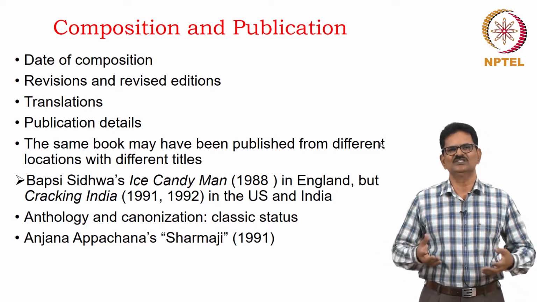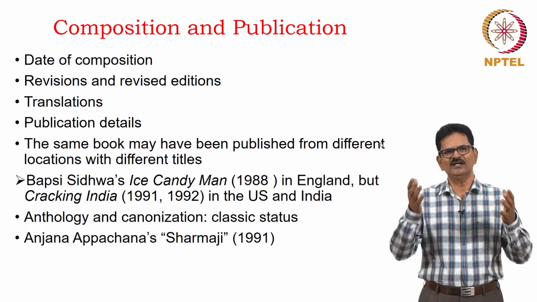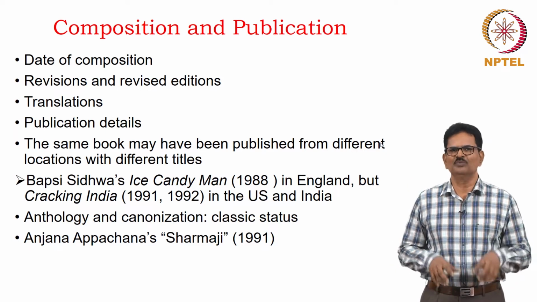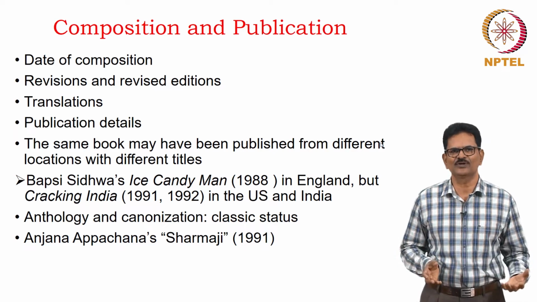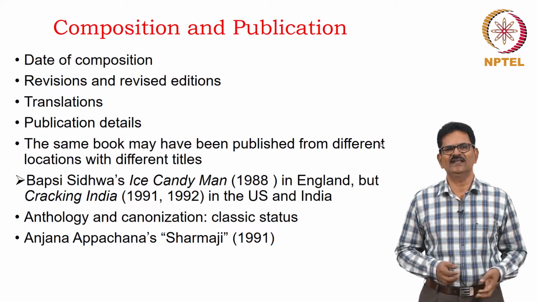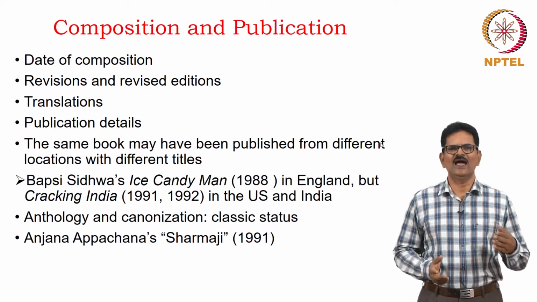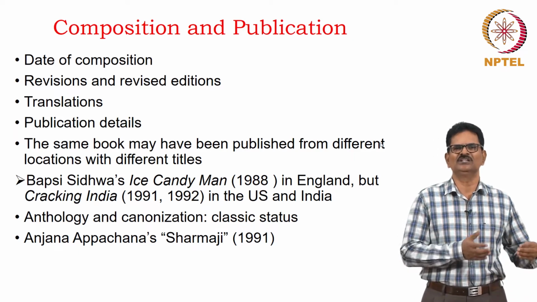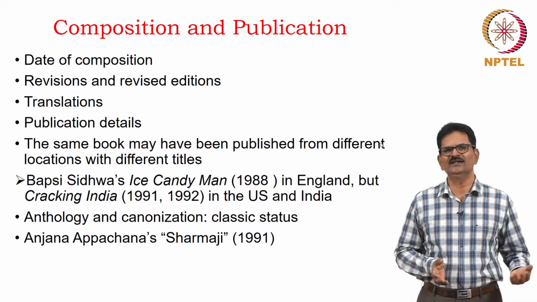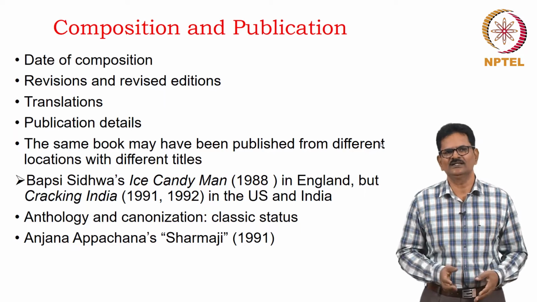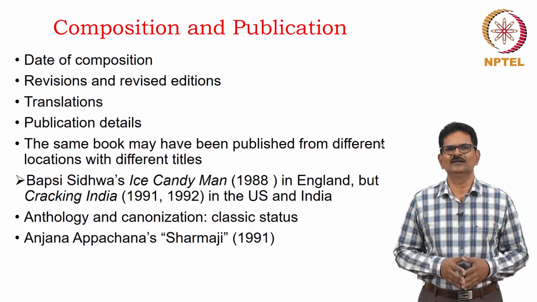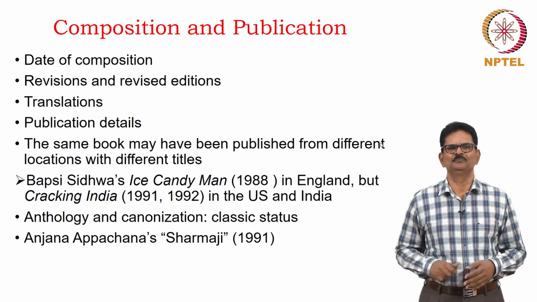and the year in which the writings are published. We will look at all these details wherever possible, because the same book may have been published from different locations with even different titles. We have an example in the case of Bapsi Sidhwa's novel Ice Candy Man, which was published in 1988 in England, but later when it was published in the US and India, it was given a different title like Cracking India in 1991 and in 1992 respectively.